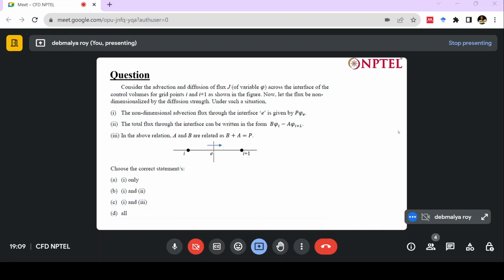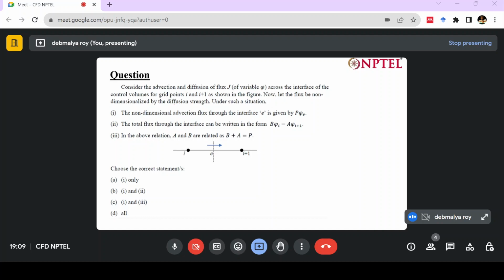So we will start with this convection diffusion equation solutions that we were doing last session as well, and let's take it up from there. So let's see this particular question.